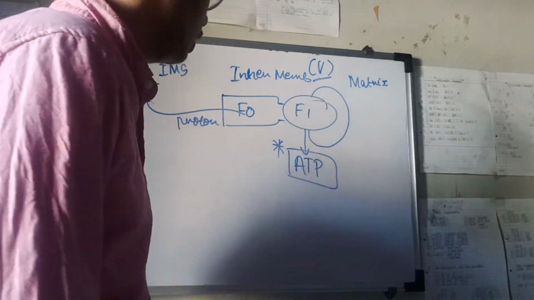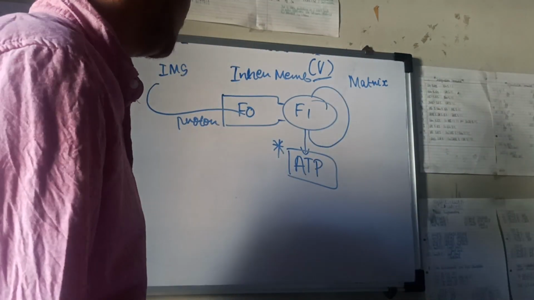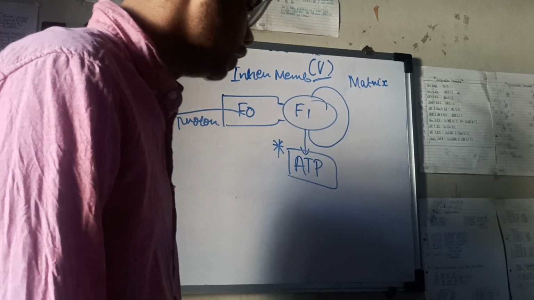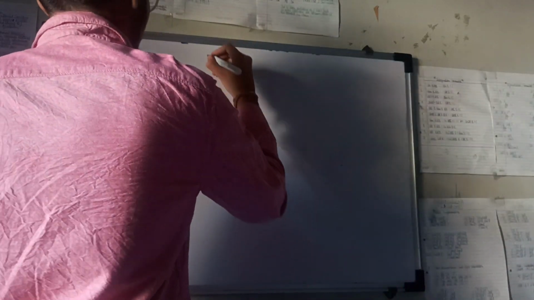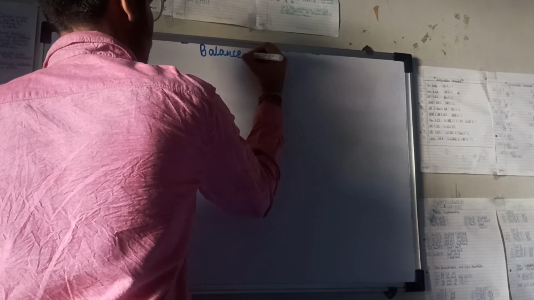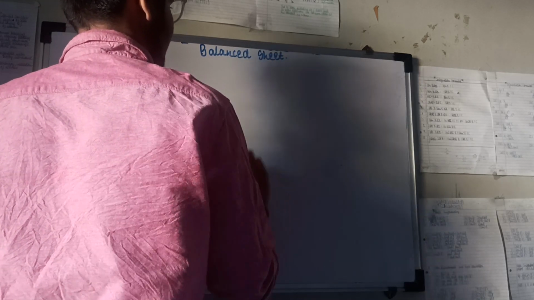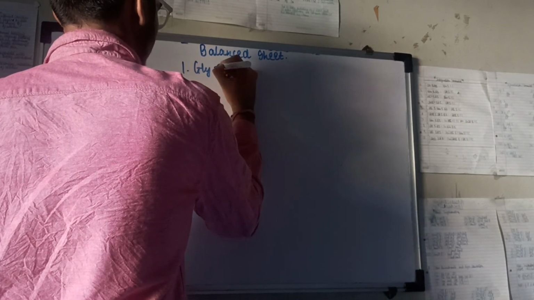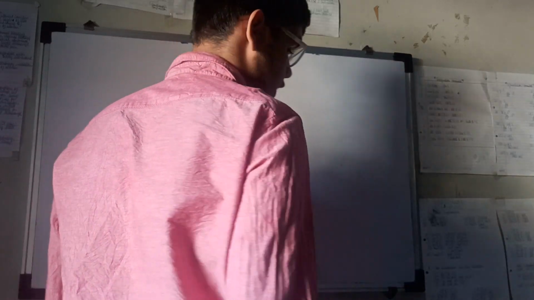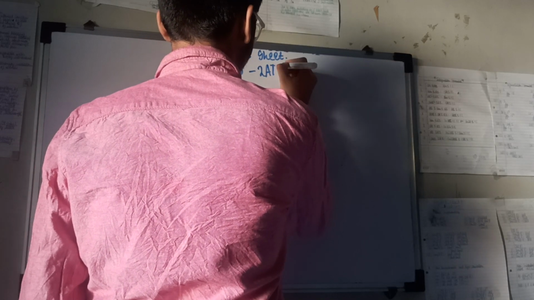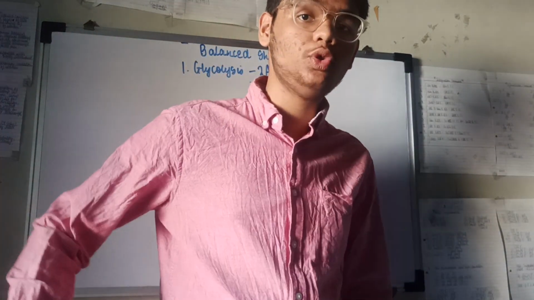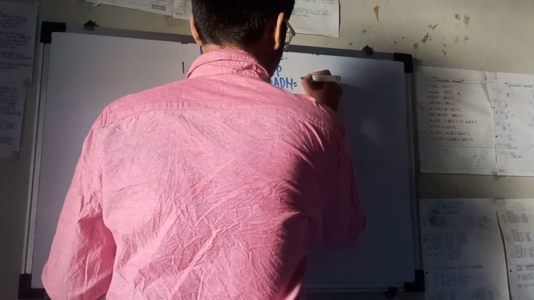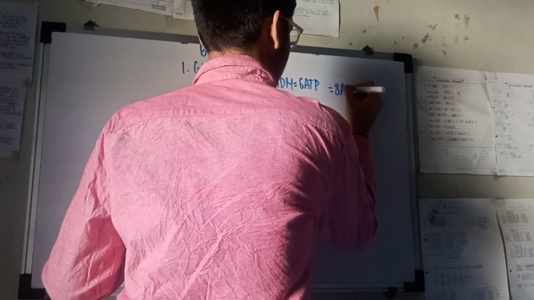So this is ETS. Now let's come to the next topic, that is the respiratory balance sheet. We will just total the account of ATP. It's a simple balance sheet we will write. First was glycolysis. In glycolysis, remember the products: 2 ATP and 2 NADH. If one molecule of NADH produces 3 ATP, then 2 molecules will produce 6 ATP. In total, in glycolysis we got 8 ATP.